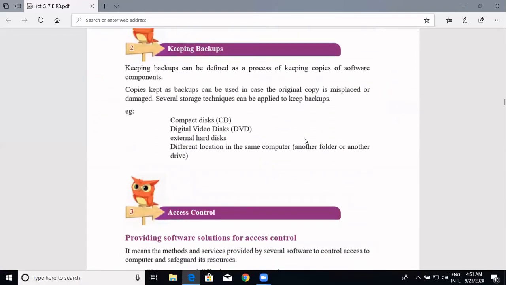So next thing is about backups, right? We learned about natural disasters and even unintentional deletions and alterations, and those problems can be avoided by keeping backups. What do you mean by backups? It's a very simple thing. Even though the term may look a bit like jargon, backups means you keep copies of your original work, right? Because then you can use that copied version when the original copy is misplaced or damaged.